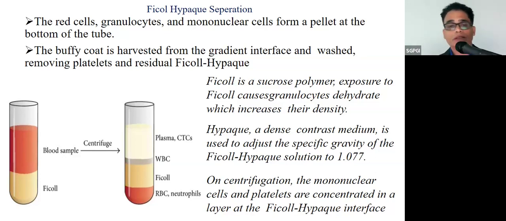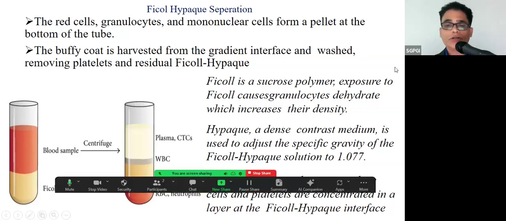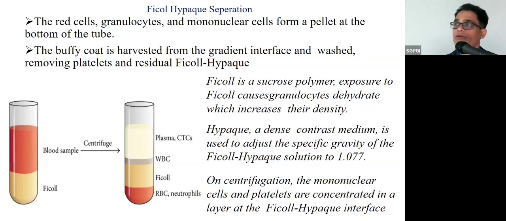Using the buffy coat, you can see the plasma on top, then the middle layer is the WBCs, and lower is the RBCs. Because the granulocytes lose their properties, they come down with the RBCs. So once you do the Ficoll, you get the mononuclear cells, without neutrophils and without granulocytes.